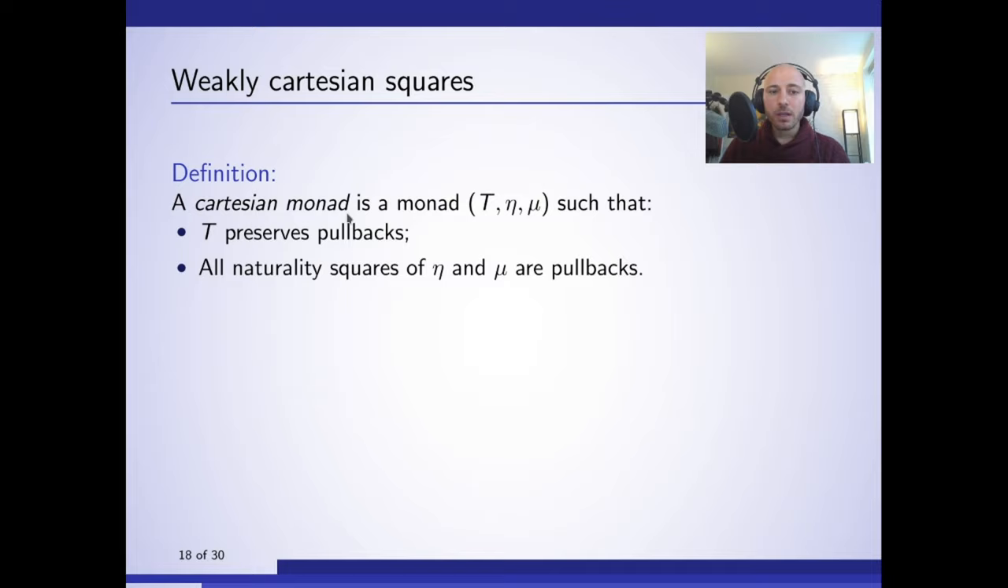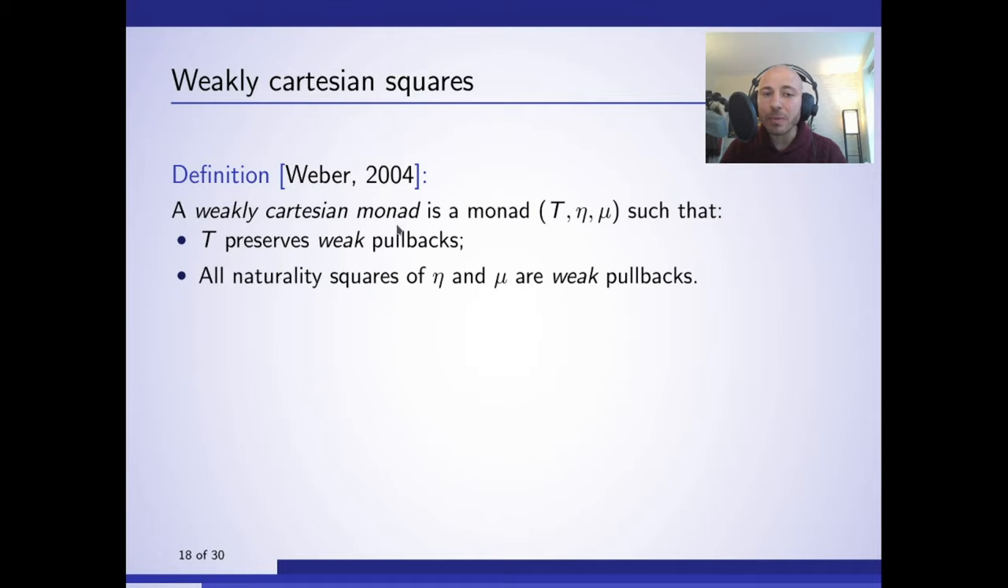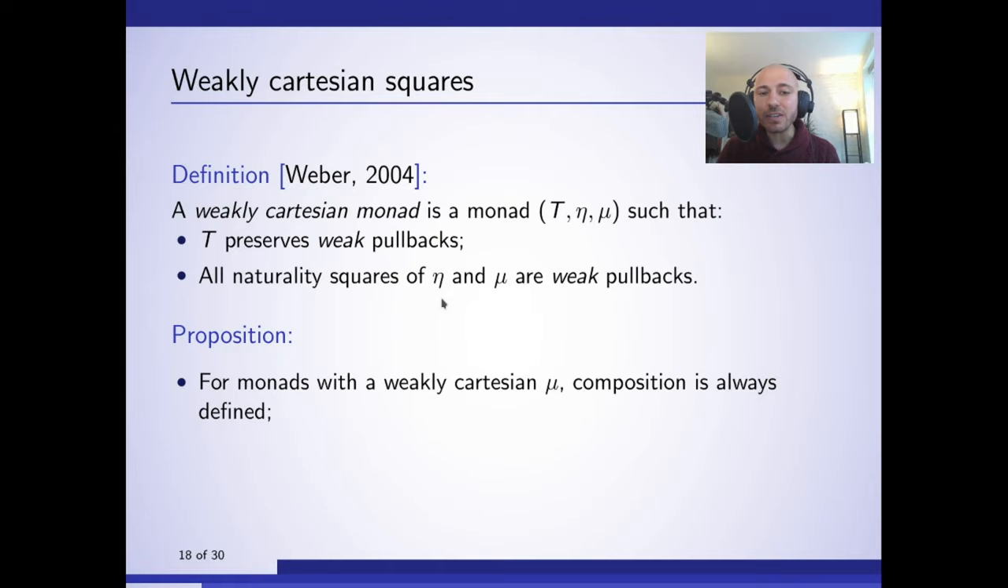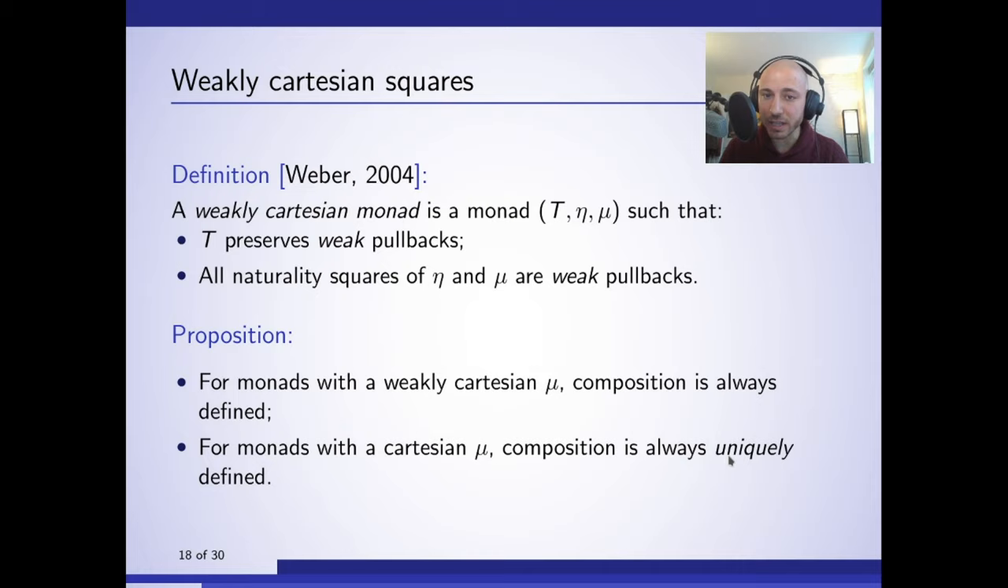Now, recall that a Cartesian monad on a category with pullbacks, such as sets, is a monad such that T preserves pullbacks, the functor, and the naturality squares of eta and mu are pullbacks. I think it was first defined by Weber: the weakly Cartesian monads are the same, except that T has to preserve weak pullbacks, and the naturality squares of these are weak pullbacks. Why are we interested in this? Well, it turns out that for monads with a weakly Cartesian mu, the multiplication, for example weakly Cartesian monads, the composition of partial evaluations is always defined. And moreover, if they're even Cartesian, not just weakly, then composition is uniquely defined.